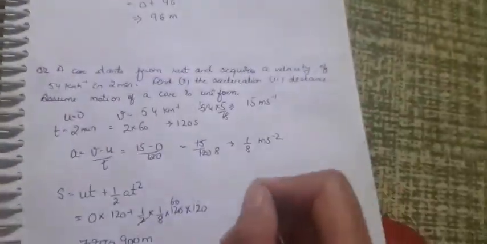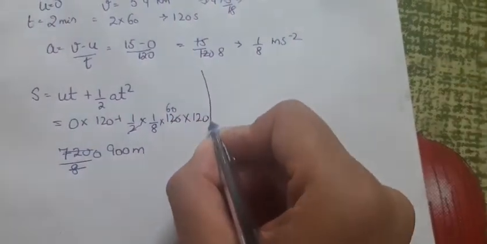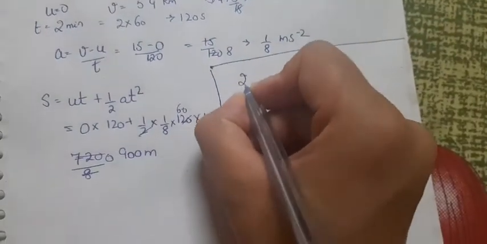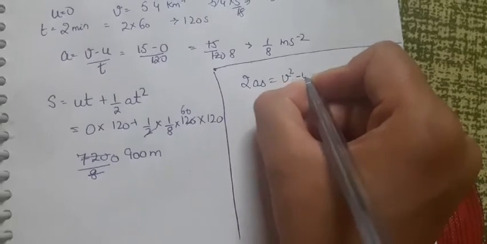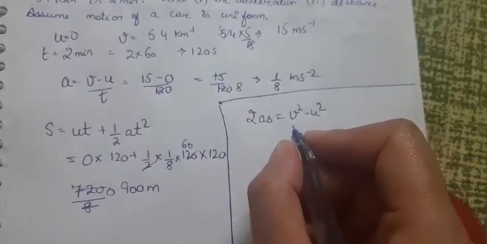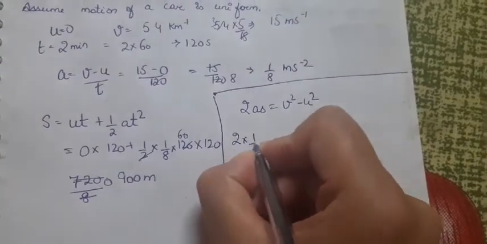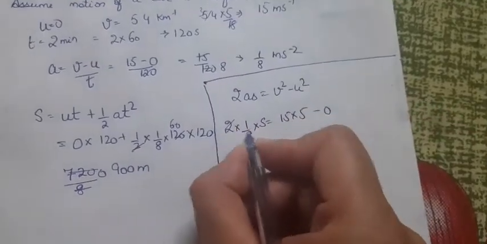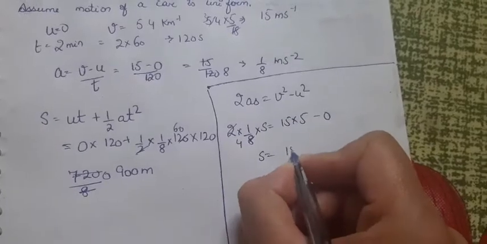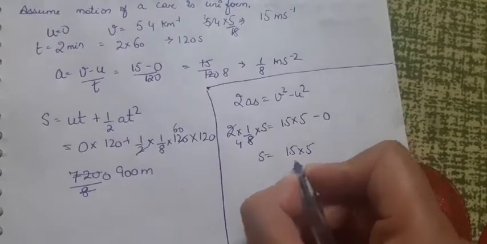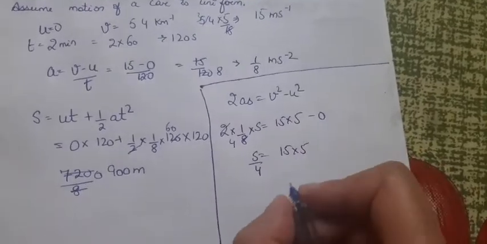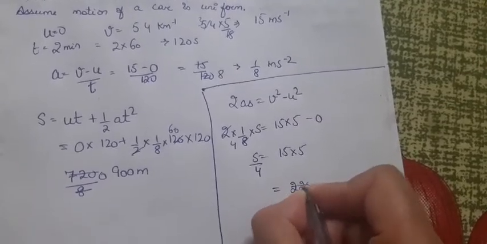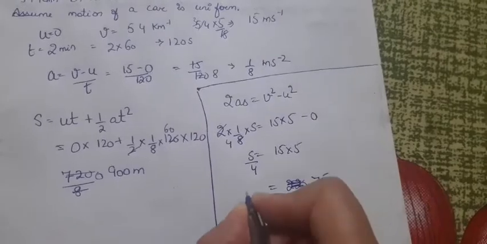If I apply the other formula, then see, v was 15, so 2 into 1 by 8 into s is equal to 15 into 15 minus 0. 2 4s, s is equal to 15 into 5. 15 into 5 is 75.